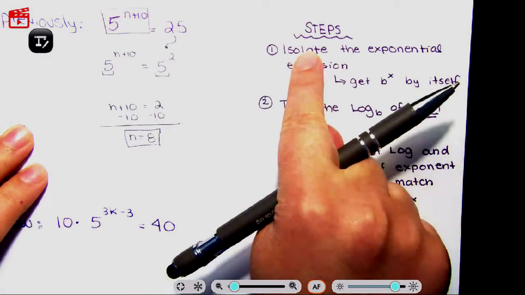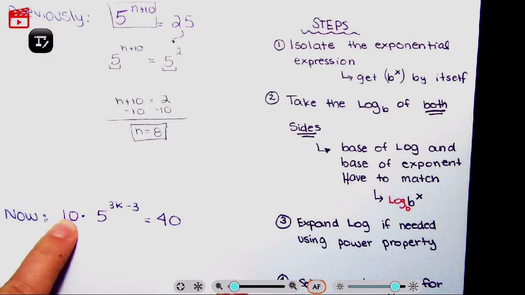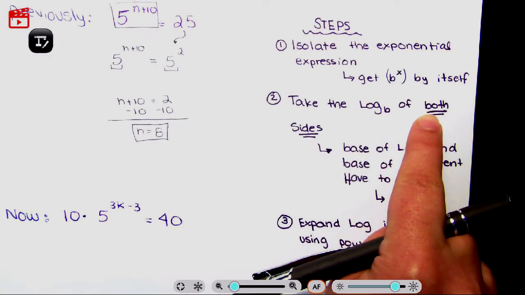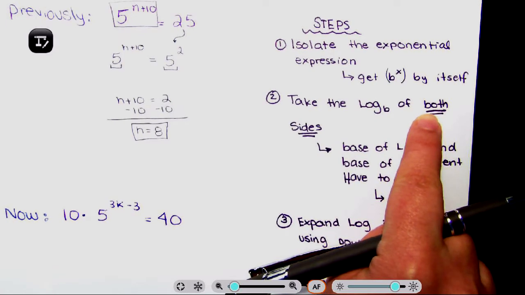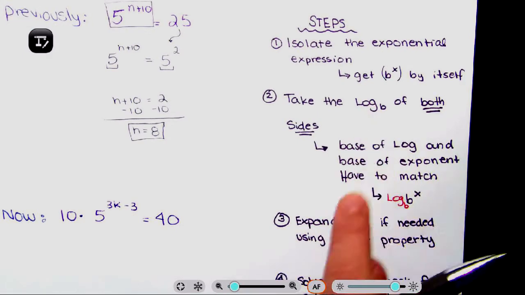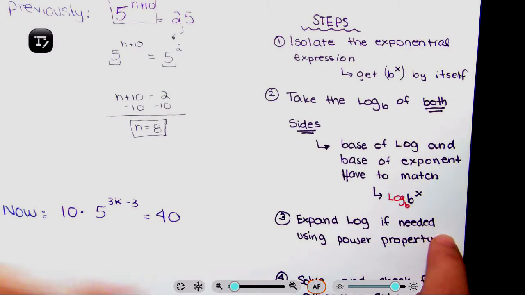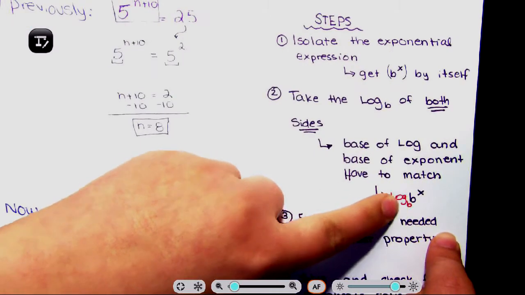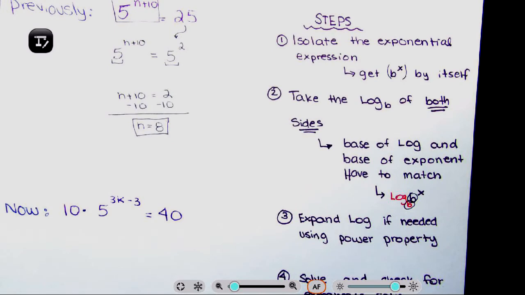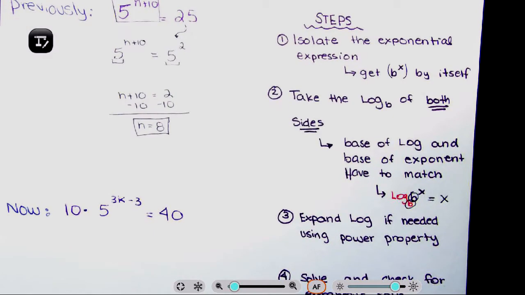Step number 1 is isolate the exponential expression. So we want the b to the x by itself. If it's attached to anything, in this case 10, we want to get rid of it. Step 2: take log base b of both sides. Remember, in integrated math 1 and pre-algebra, what you do to one side, you always have to do to the other. The base of the log and the base of the exponent have to match. So if originally I had b to the x power, I'm going to take log base b for the b's to match up. And if you recall, that's one of our identities, which ends up being just x.